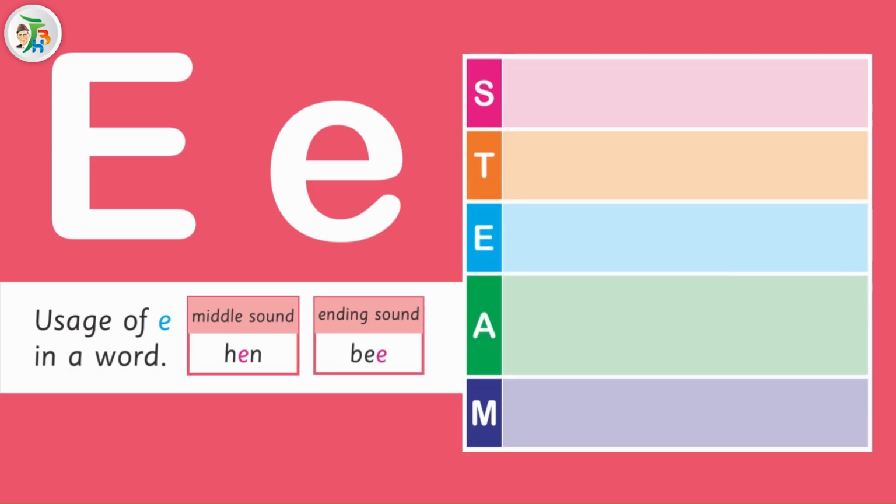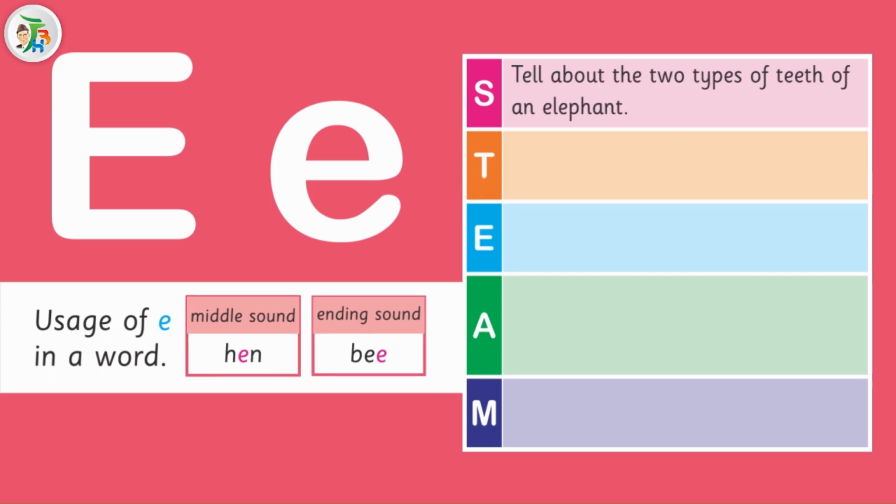STEAM activities. S. Talk about the elephant. Tell about the two types of teeth of an elephant. T. Listen to the letter E by watching a video.